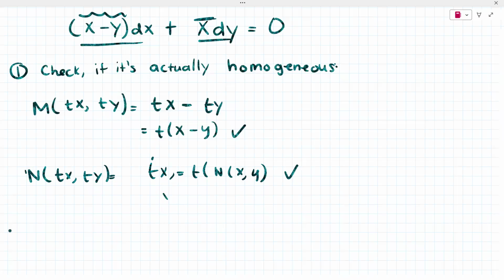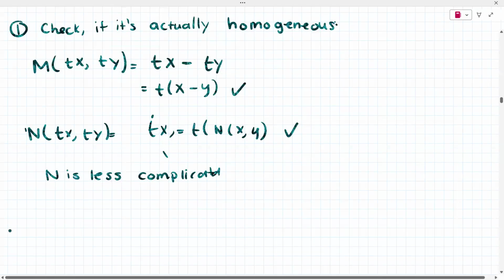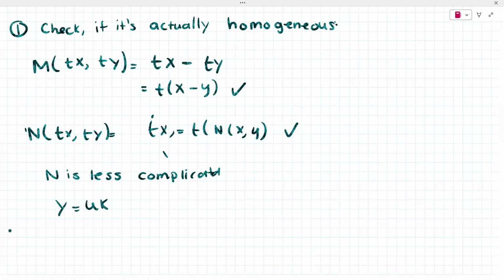So it is homogeneous. Now what you do is figure out which one is less complicated. Is your M less complicated? Your M is x minus y. Or is your N less complicated? Your N is x, right? So I believe our N is less complicated. So if your N is less complicated, you're going to substitute y equals u times x.